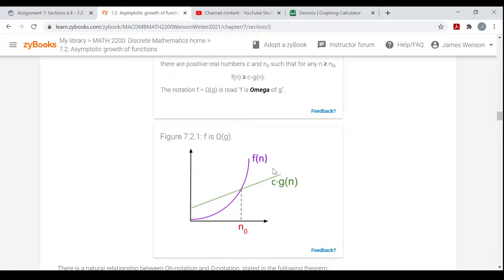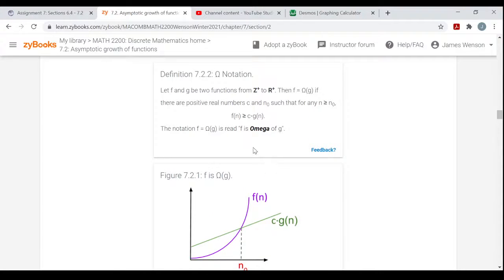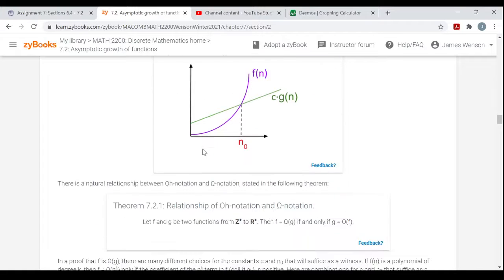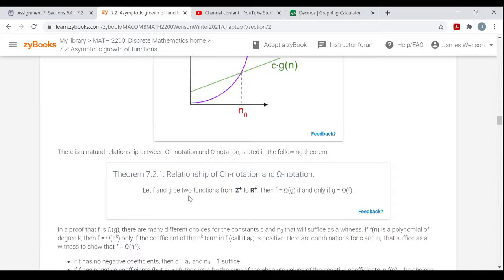Now another way you could think about this, and I'll show this to you later, if f is omega of g, that means that g is O of f. I think they're right there, yes. So if f is omega of g, then g is O of f. All right. So if you want to show that f is omega of g, you can just show that g is O of f. That's not wrong.